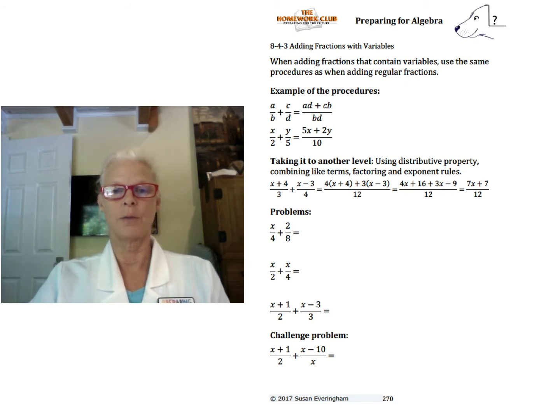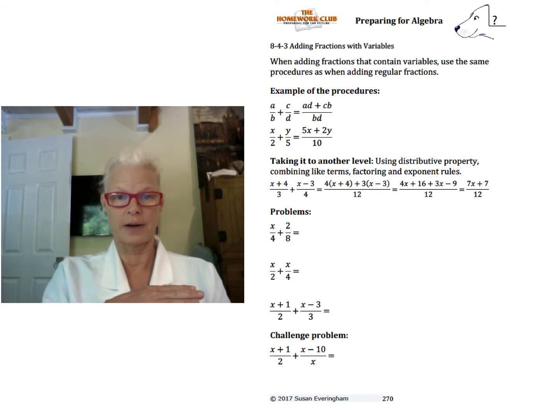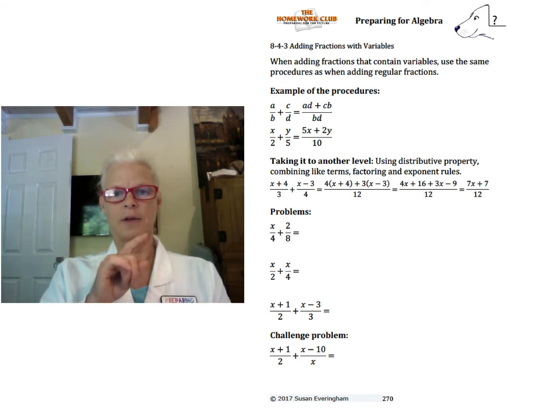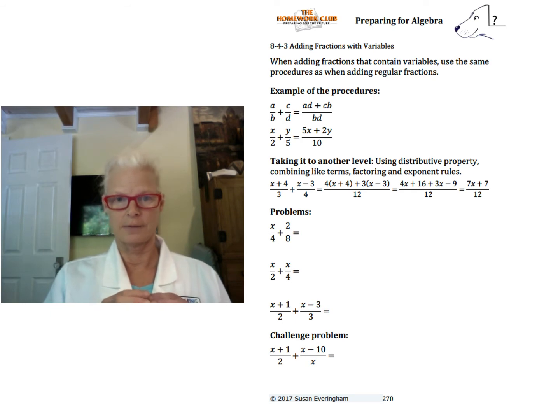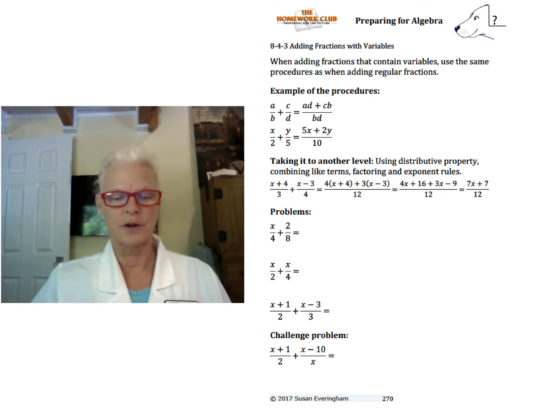So we'll have to multiply the x by the 5 and the y by the 2, leaving us with 5x plus 2y over 10. We take it to a new level, something like the FOIL method, and we've got a common denominator of 12, and you can see that here. So we're going to multiply the 4 by the x plus 4, and then multiply the 3 to the other binomial, x minus 3, and then we're going to combine like terms if we can, right? And then come up with a simplification of this.